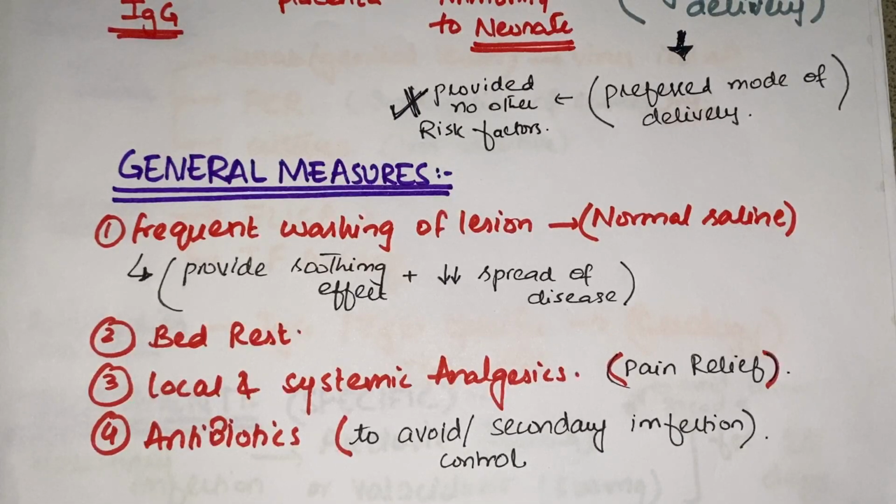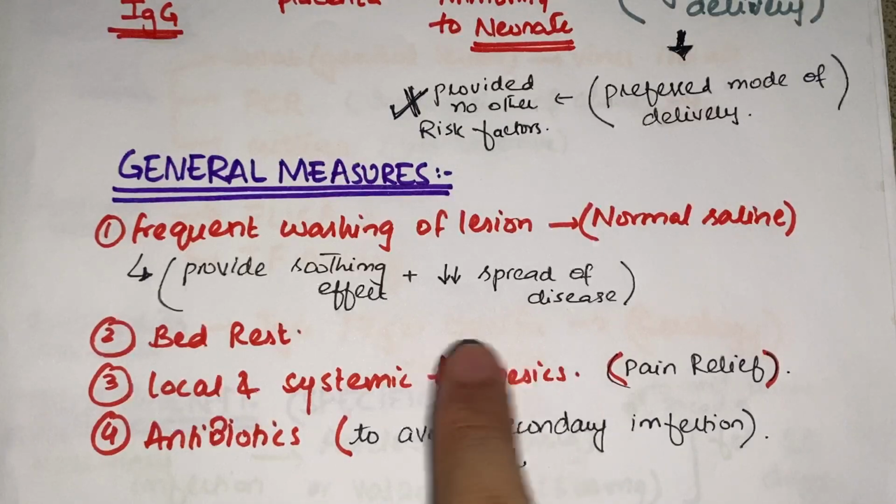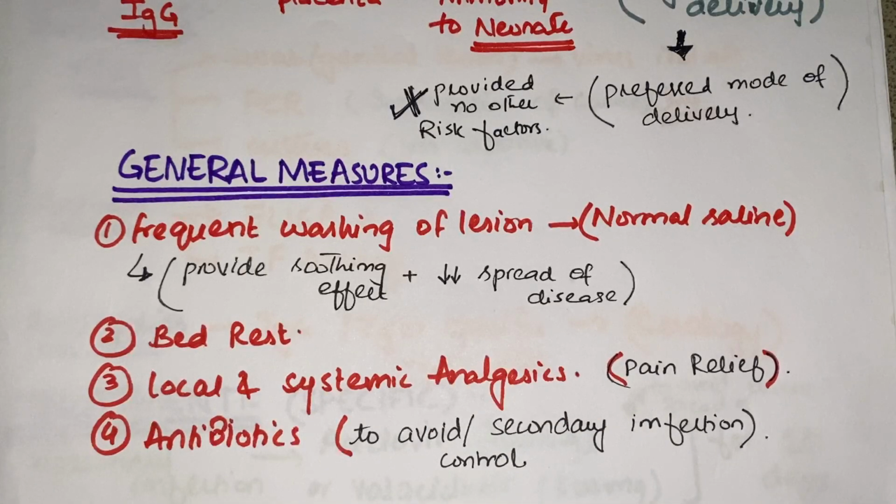So for all these problems, first of all, for the ulcers, the lesions, the first step is frequent washing of the lesions with normal saline. It will provide a soothing effect, and it will also contribute to decreased spread of the disease. Secondly, since the patient is in pain, we will ask him to take proper bed rest. We also give local or systemic analgesics. To avoid the secondary infection we discussed, antibiotics are given.